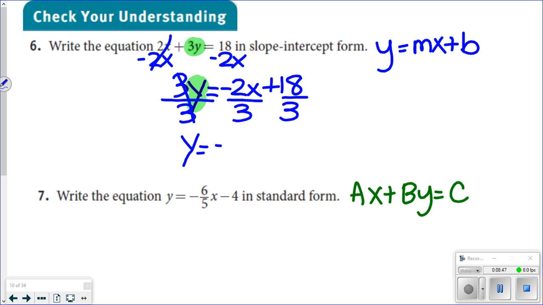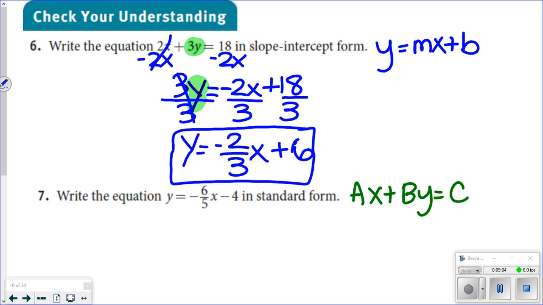y equals negative 2/3 x plus 18 divided by 3. What do we get? Your final answer here is 6. Now, is this slope-intercept form? Yes, your slope is a negative 2/3. Your y-intercept is 6. So this would be easy to graph.